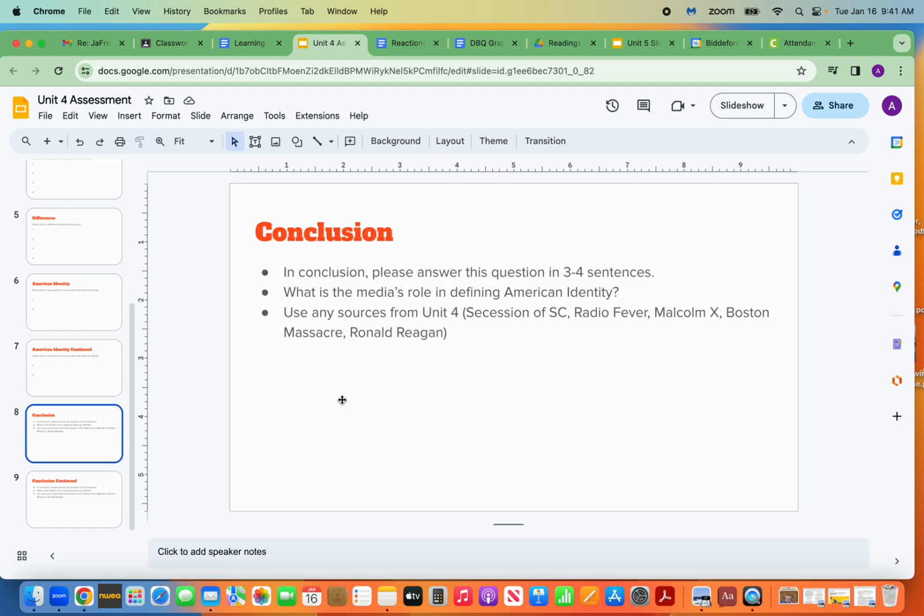To continue, in conclusion, I want you to answer this question in 3 to 4 sentences. What is the media's role in defining American identity? And you can use any of the sources that we used during Unit 4, which would be the Secession of South Carolina, Radio Fever, the source we did on Malcolm X, the 2 sources we looked at on the Boston Massacre, or the Reagan source from this particular assessment.